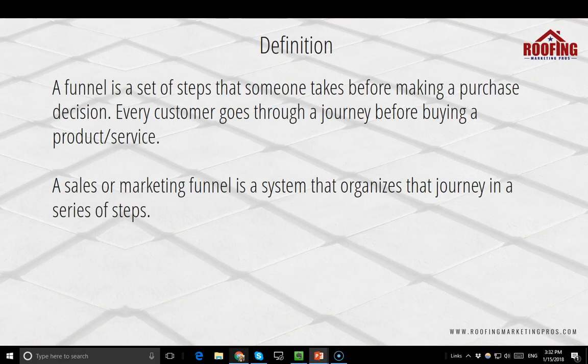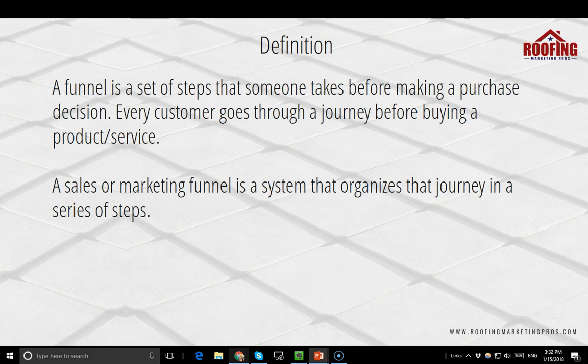Let's define what a marketing funnel is. A marketing or sales funnel is a set of steps that someone takes before making a purchase decision. Every customer goes through a journey before buying a product or service. A sales or marketing funnel is a system that organizes that journey in a series of steps.